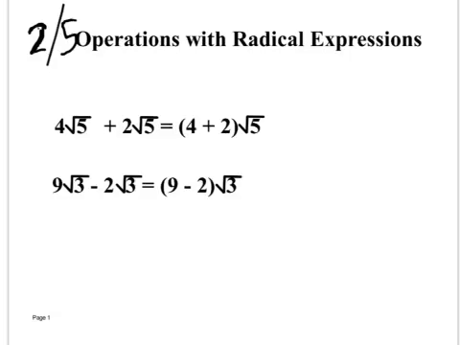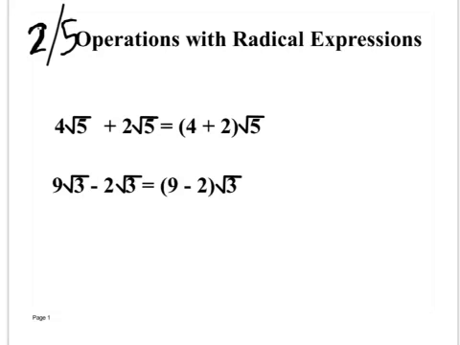Yesterday we simplified radical expressions. Today we're doing operations with radical expressions. Here we have 4 square root of 5 plus 2 square root of 5. All you do is combine the numbers in front. Since we're adding these two expressions, we just combine and do 4 plus 2.